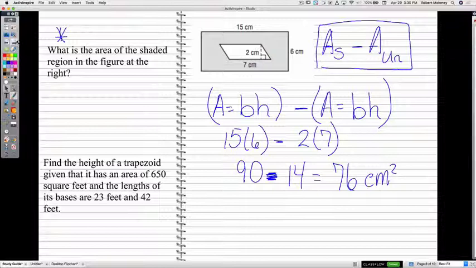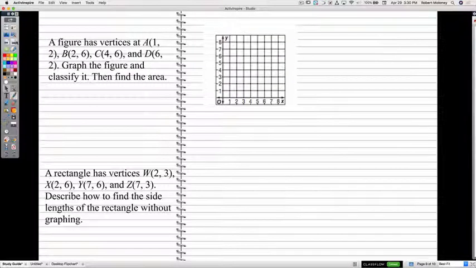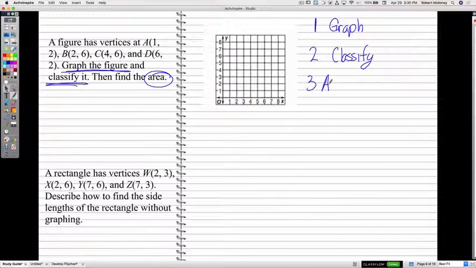The last two problems on the paper are problems on the coordinate plane. The first thing this one wants us to do, we've got to figure out what we want. It wants me to graph the figure, classify it, and then find the area. So I really have 3 steps on this problem. Step 1 is graph. Step 2 is classify, so I want to name it. And finally, the third one is I need to find the area. I can't do that until I know what type of shape I'm working with.